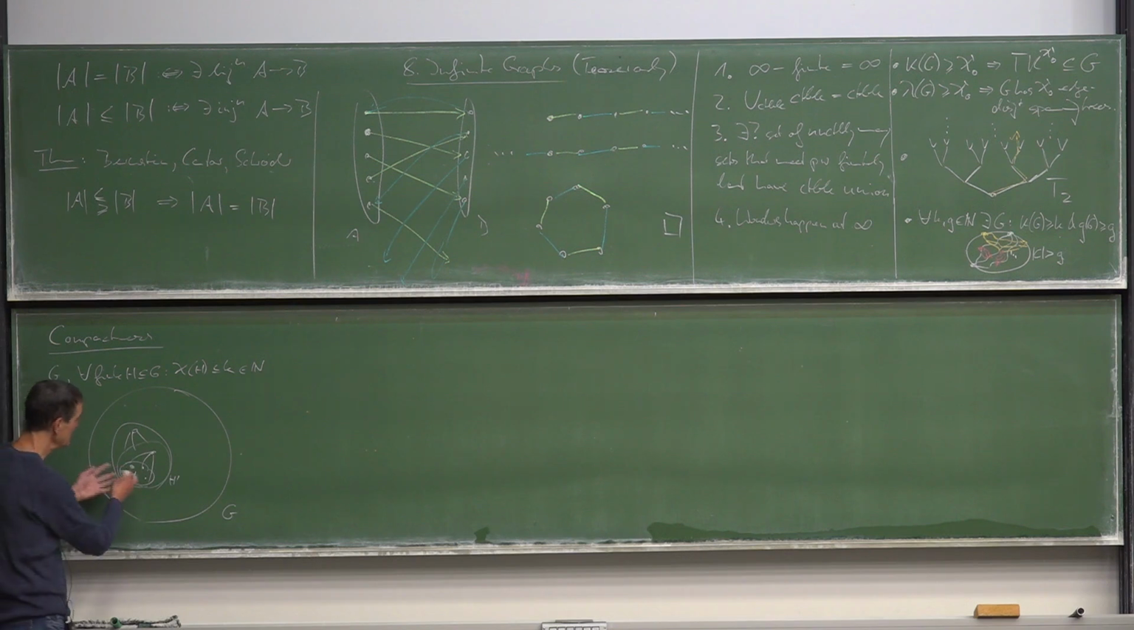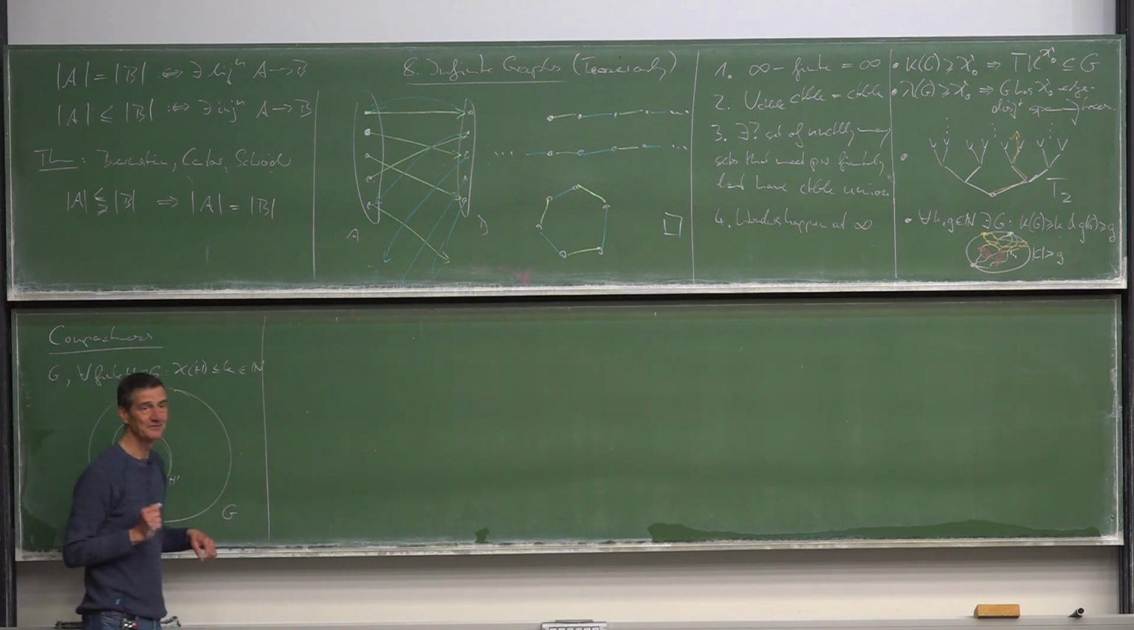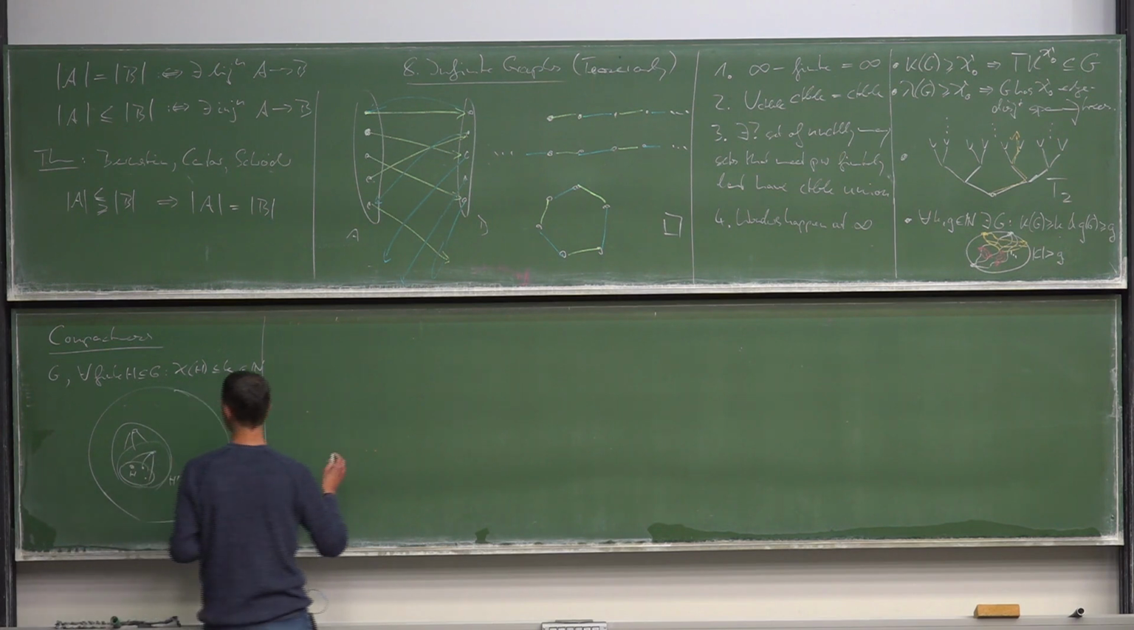So the question is really, well, can we make sure that we don't toggle infinitely often at any vertex? And that's not so clear. And now, you may have guessed it.